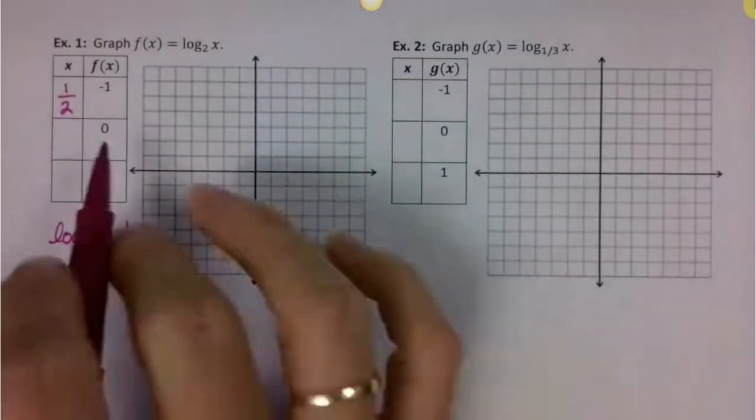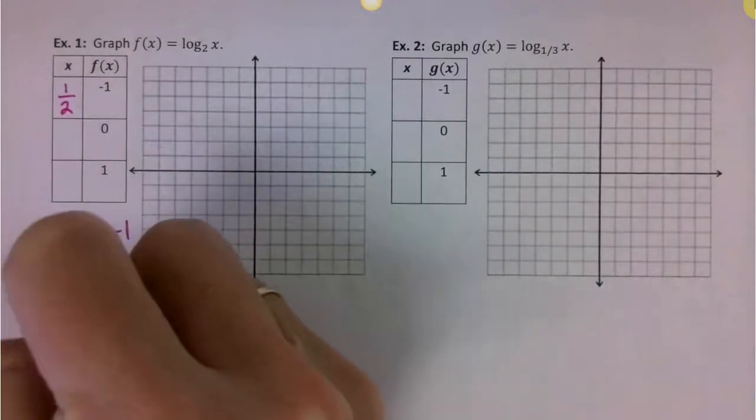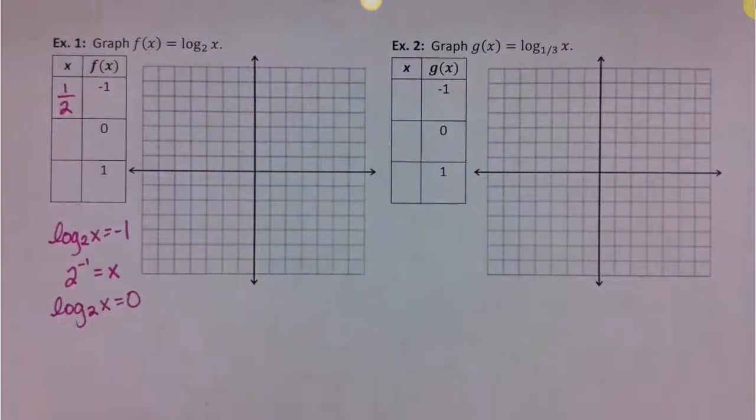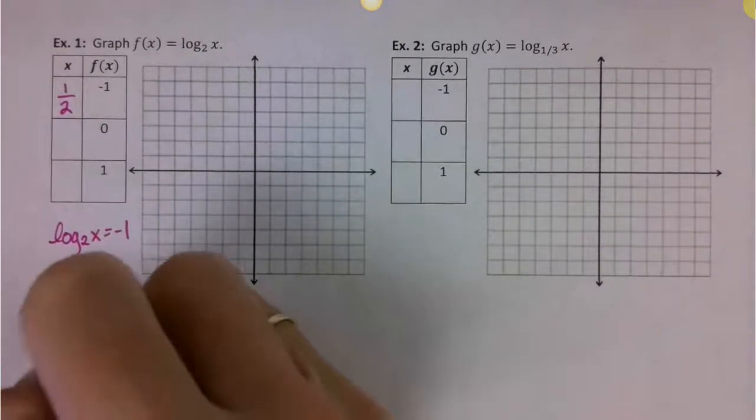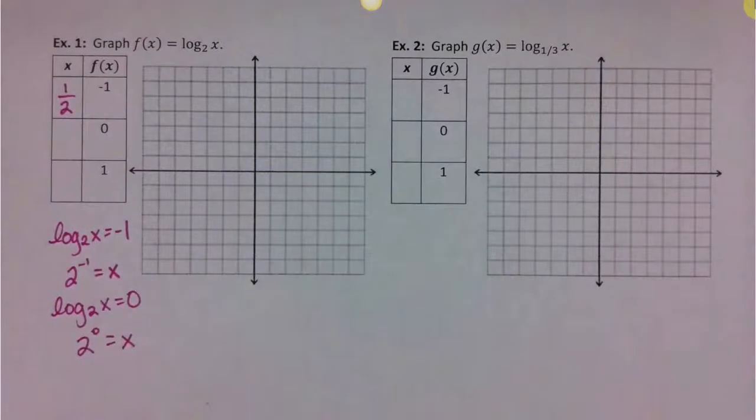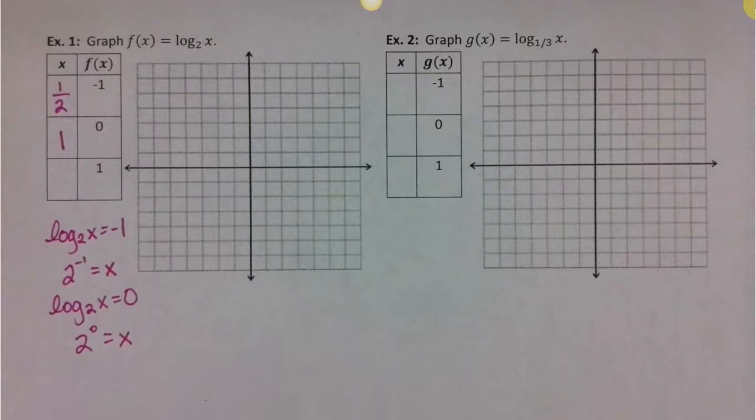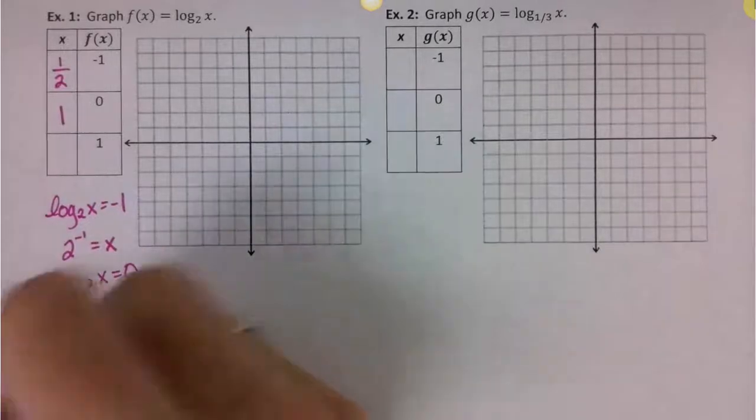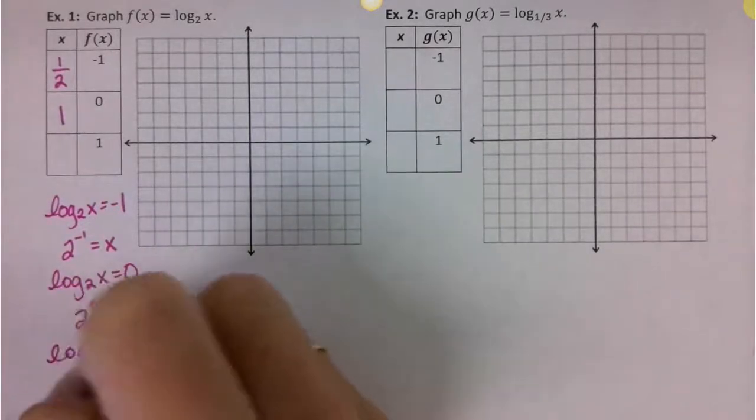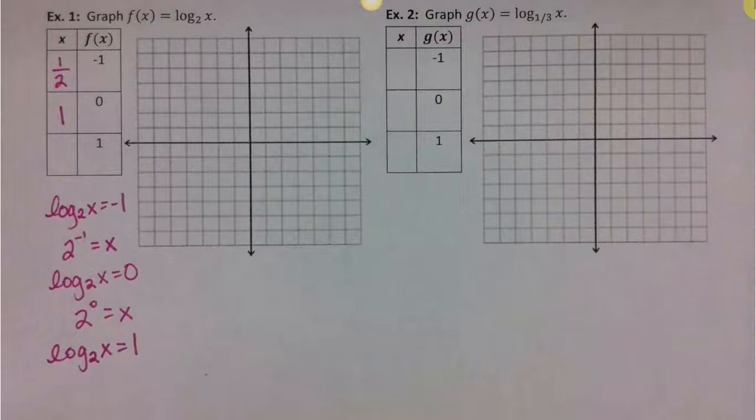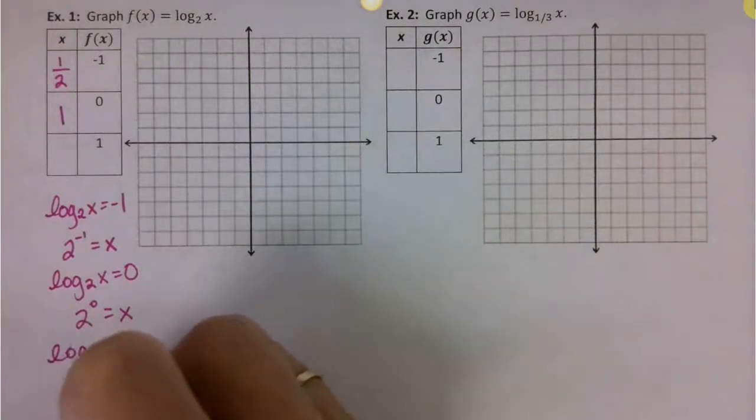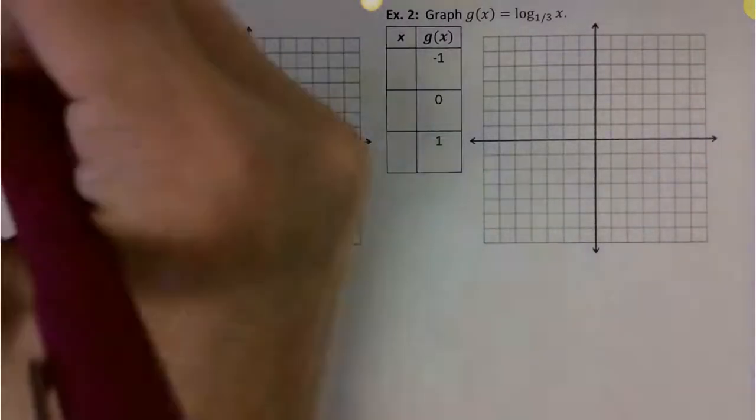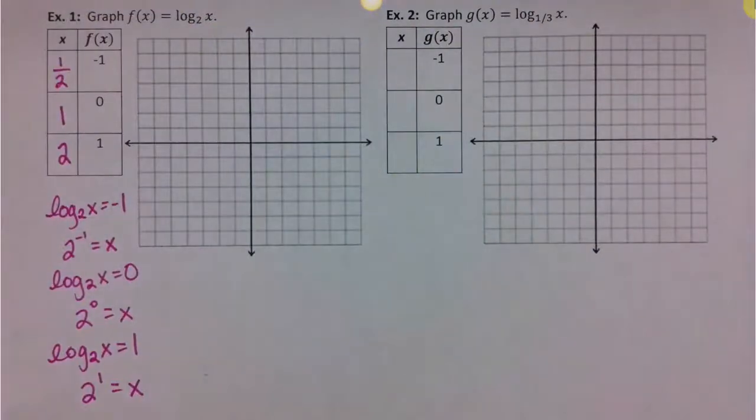So then to find the x value that corresponds to 0, log base 2 of x equals 0, as an exponential equation, this is the same as 2 to the 0 is equal to x, and 2 to the 0 is just 1. So when x is 1, f of x is 0. And when I stick a 1 in place of the f of x, I'm looking at log base 2 of x is equal to 1, which as an exponential equation is 2 to the first equals x. And 2 to the first is equal to 2. So when x is 2, log base 2 of 2 is 1.